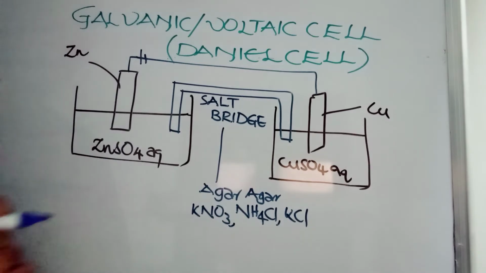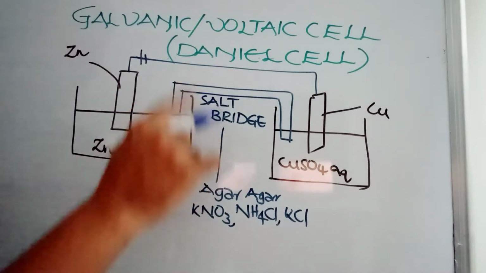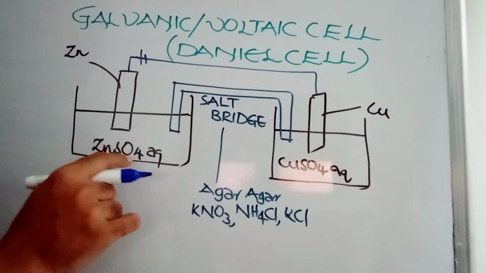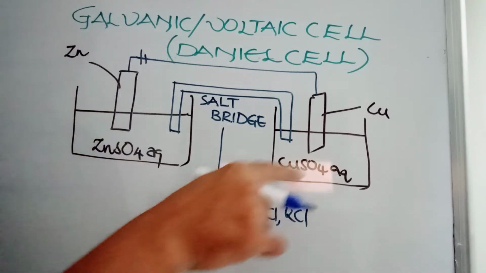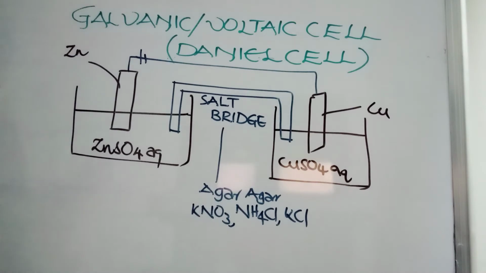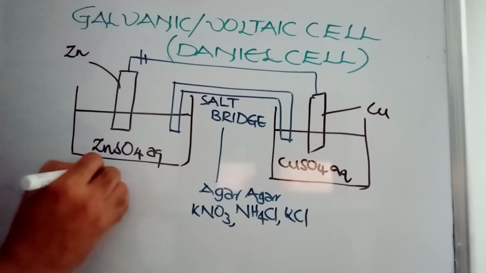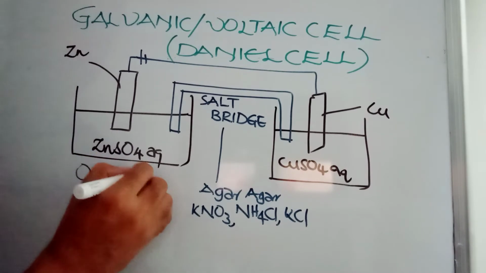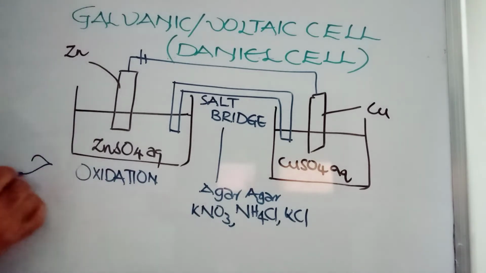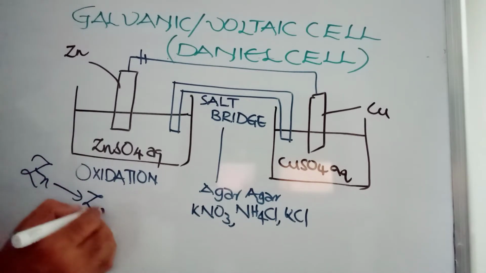Now what's happening here: you see, it is a container where zinc sulfate aqueous solution, into that a zinc rod is immersed. Another one, copper sulfate aqueous solution, into which a copper rod is immersed. Both are connected externally, okay, and internally by a salt bridge. What actually happens here is zinc undergoes oxidation. On the left hand side it is undergoing oxidation. Zinc loses its electrons and becomes Zn plus 2.